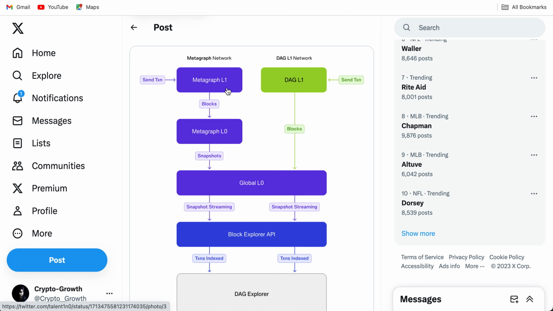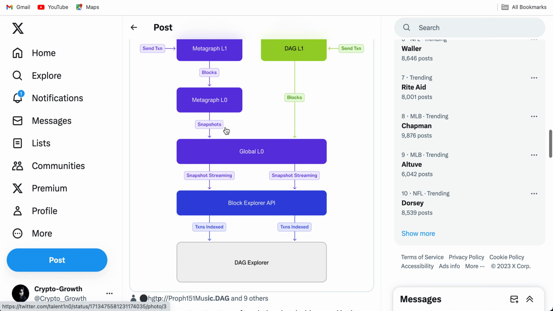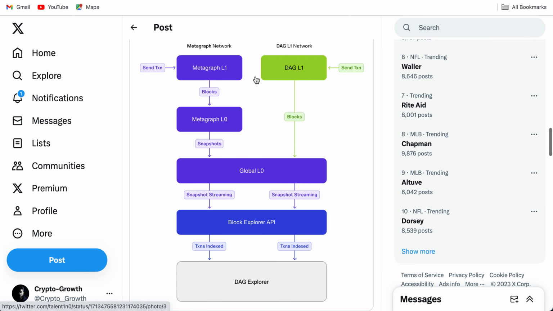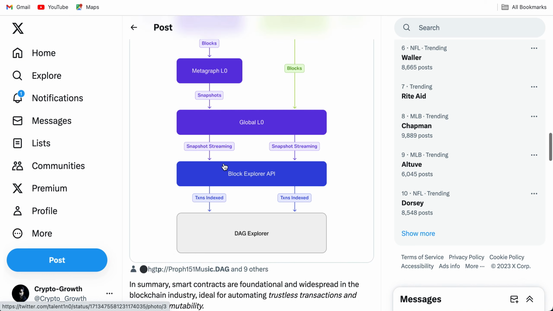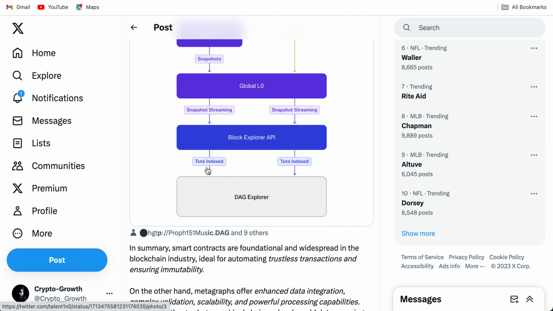Metagraph network, Metagraph layer 1, send TXN blocks, Metagraph layer 0, snapshots, global layer 0. This is the DAG layer 1 network, DAG layer 1, send TXN blocks, global layer 0, snapshots streaming, block explorer API, TXNs and DEX. This is the DEX explorer.